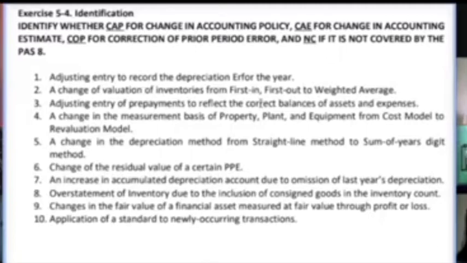Okay, that's correct. Adjusting entry of prepayments to reflect the correct balances of assets and expenses. Our answer is NC, or it is not covered by the standard. Again, this is just part of the regular accounting process.